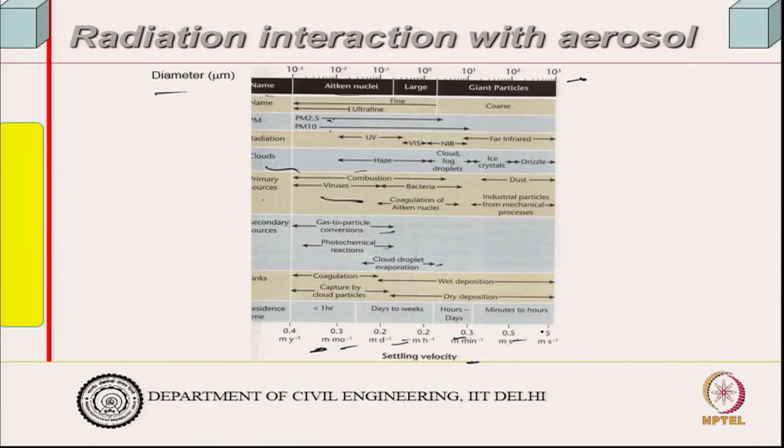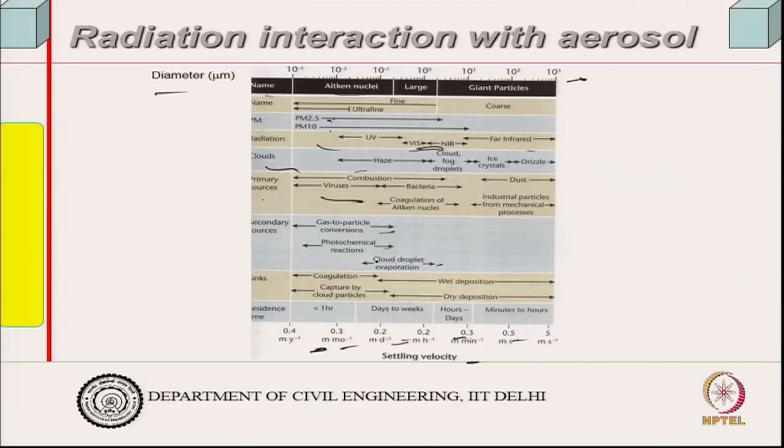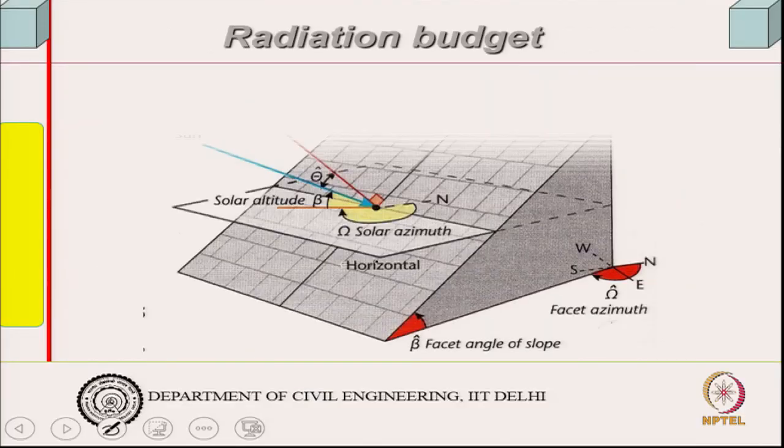Therefore, radiation absorption is also there; these particles absorb the radiation. For example, in this range ultraviolet radiation is absorbed, in this range far infrared radiation is absorbed, and visible to near infrared is absorbed by these particles. So, the aerosol particles absorb this, and they transmit some to outer space and some to the ground. So, they interact.